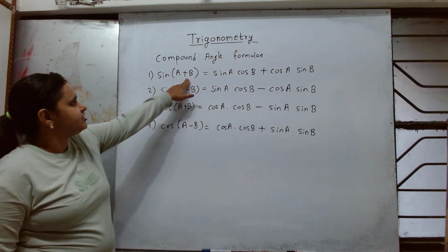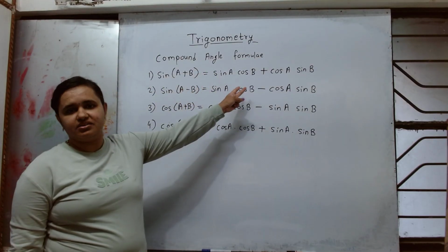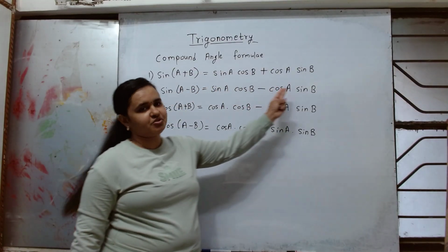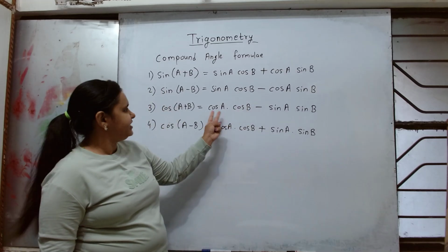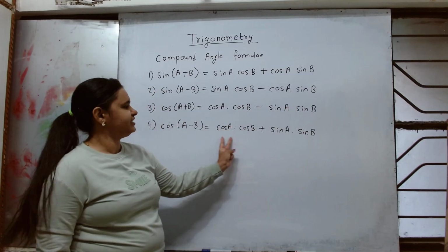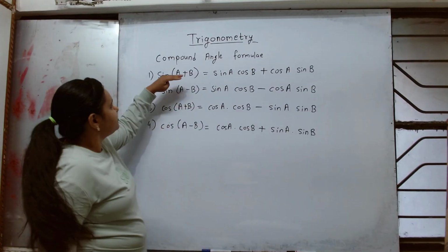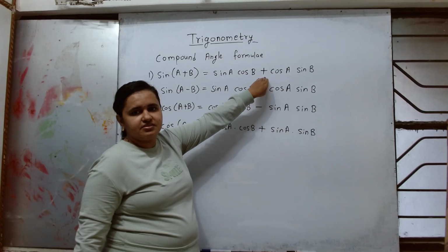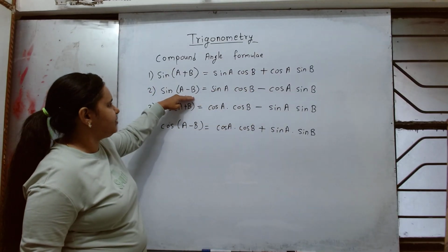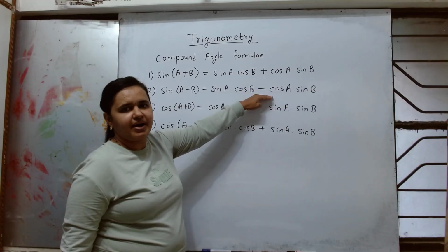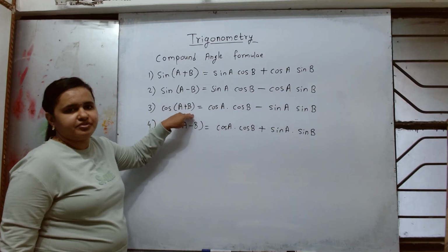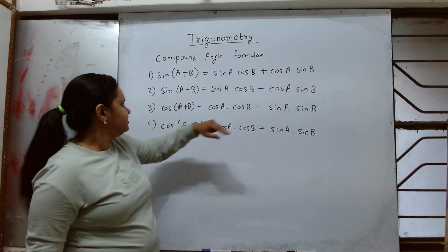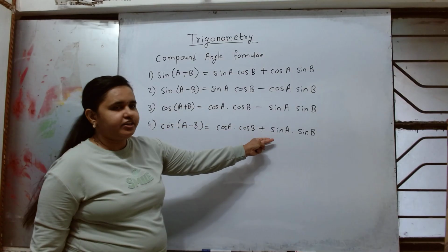Now sin of a plus b is very easy to learn. Remember, sin cos cos sin. For cos it is cos cos sin sin. Just see the signs. If it is sin a plus b, put plus in between. If it is sin a minus b, put minus in between. But for cos it is different. For cos a plus b, if it is plus, put minus. If it is minus, write down plus.